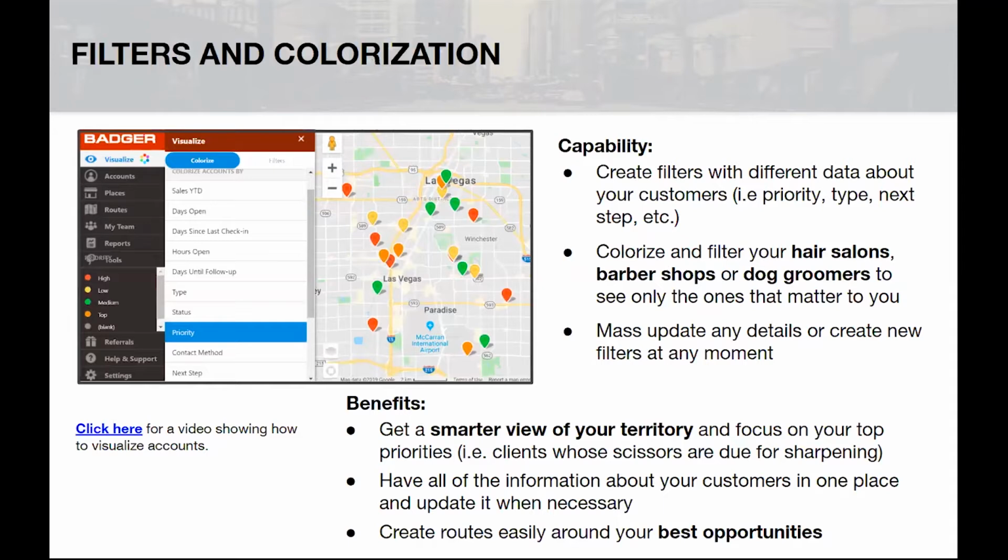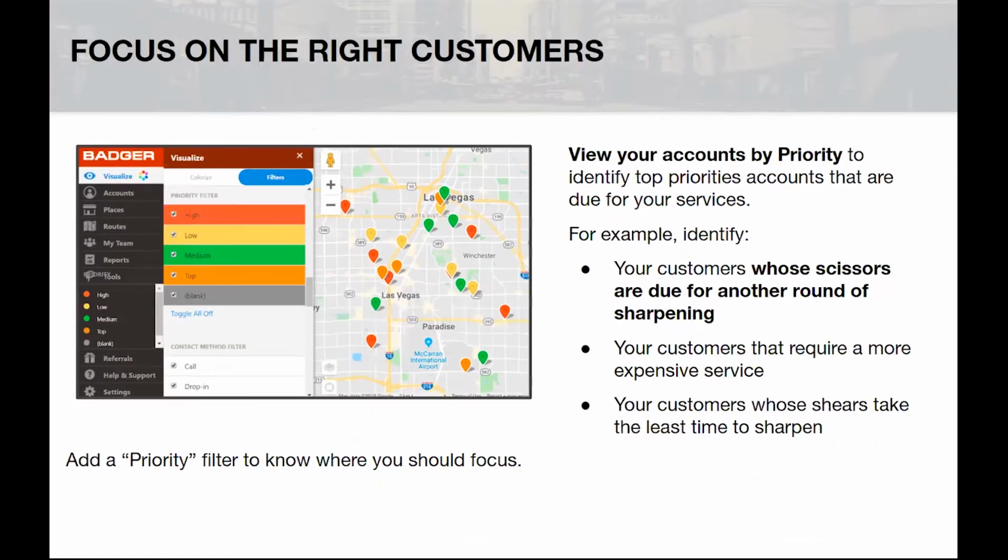You can filter and colorize your accounts to focus in on different characteristics of the things in your territory. It allows you to really get insight into what's going on out in your territory. Where should I be finding more business? Does it even make sense to do business with this person, or is it just too far out of the way? In terms of sales and upselling, like selling actual shears or other tools, whatever it is, you can focus in on what you want to focus in on.